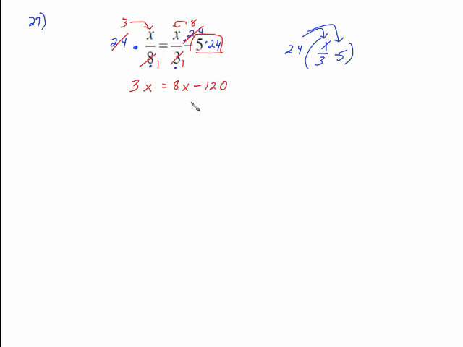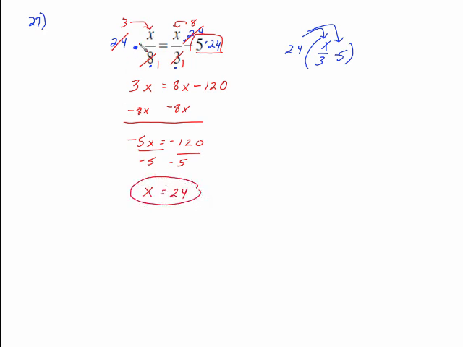Now you have a basic simple equation. There are no more fractions. So this is just a matter of getting your x's together on one side. So the way I'm going to do that is subtract 8x from both sides. So I have negative 5x equals negative 120. Divide both sides by negative 5, and x is 24. Which you can plug it back in for each of those x's and check.